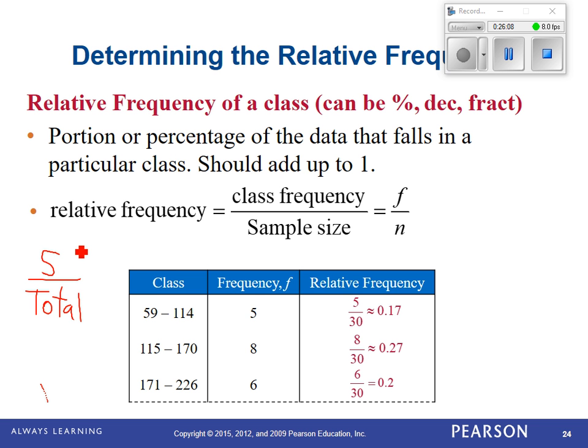So you take the 5 that's in this, divide by the total. The sum of all of them here would have been 30. 5 divided by 30 and we get 0.17. That's the relative frequency, the 0.17. If it makes more sense to you to make that a percentage, then put in 17%. All right?